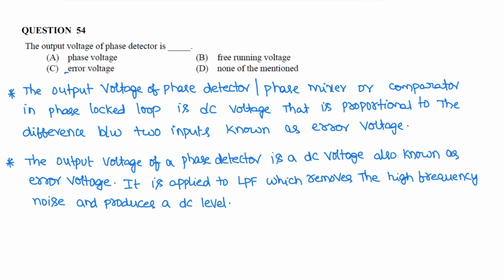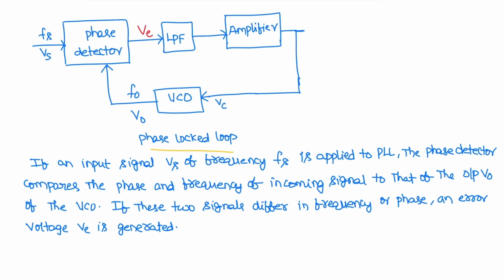The output voltage of a phase detector, or phase comparator, in a phase lock loop is a DC voltage that is proportional to the difference between the two inputs, known as the error voltage. The correct option is C. The output of this phase detector is the error voltage VE, that is a DC voltage.